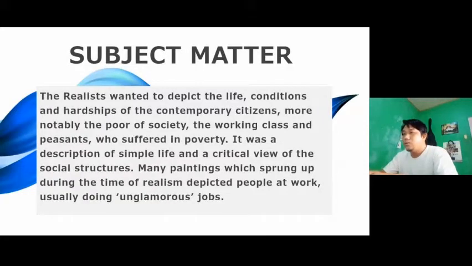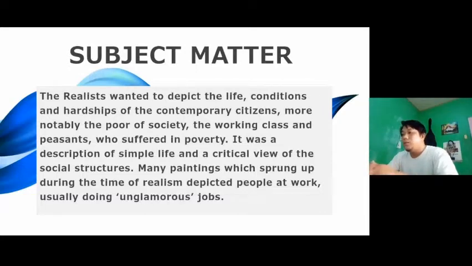So let's go with the subject matter. The realists wanted to depict the life conditions and hardships of contemporary citizens. So it shows the way people live, more notably the poor of society, the working class and peasants. The levels of livelihood, those with white collar jobs, blue collar jobs. So, social classes, working classes, and also the peasants, the slaves who suffered in poverty. It was a description of simple life and a critical view of the social structures.